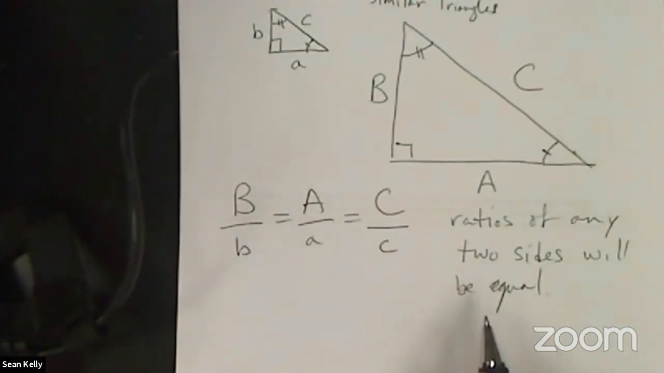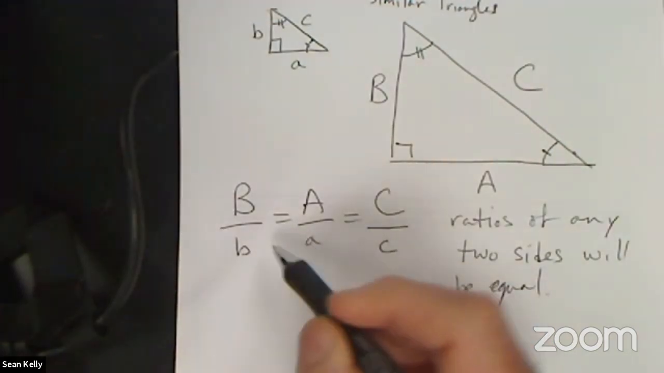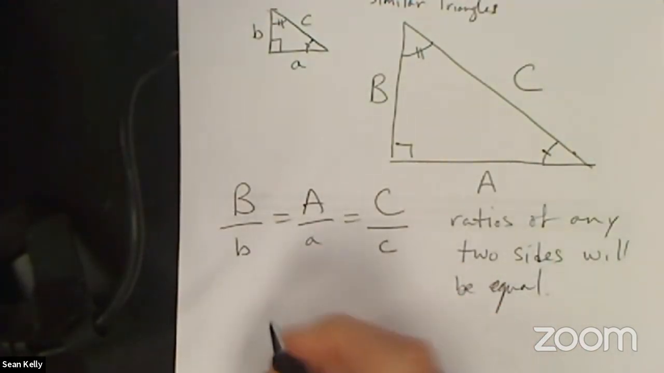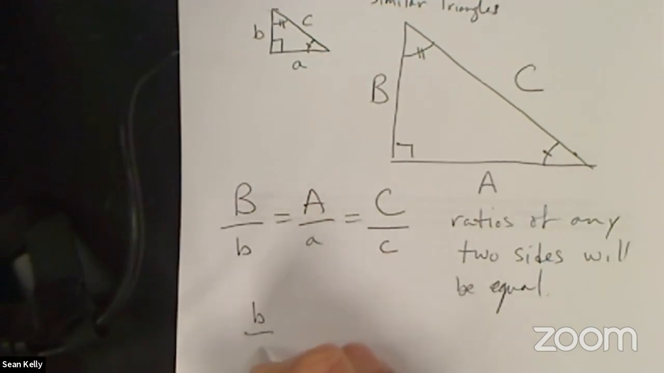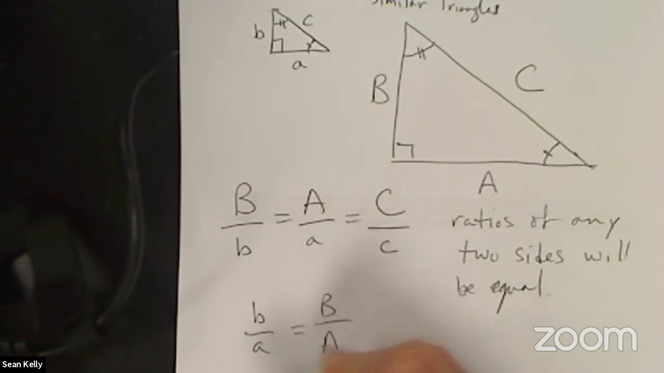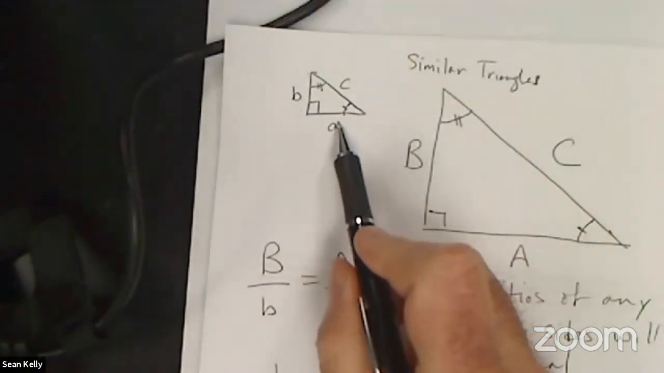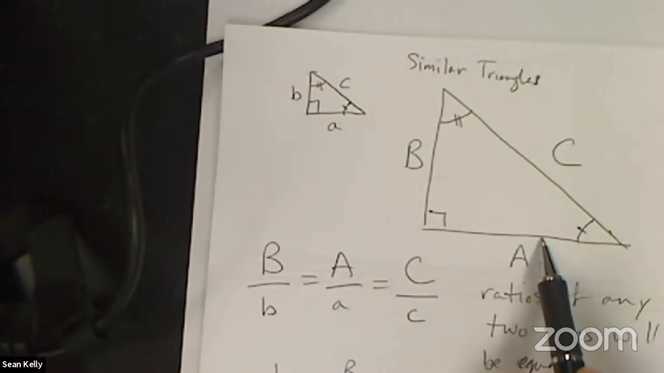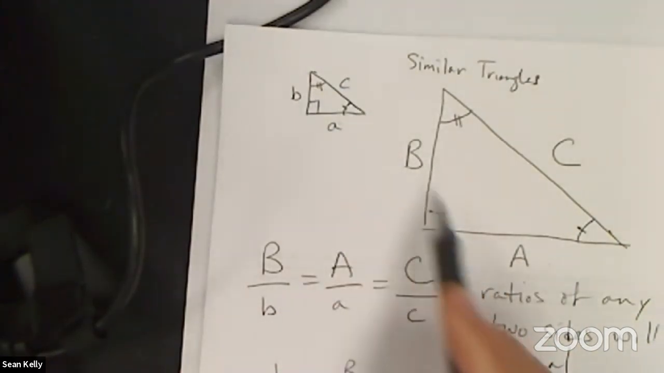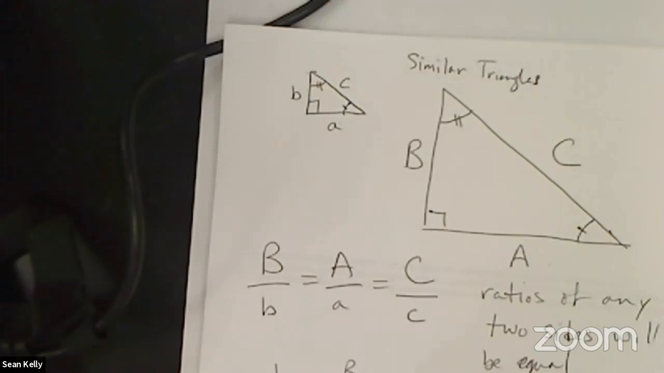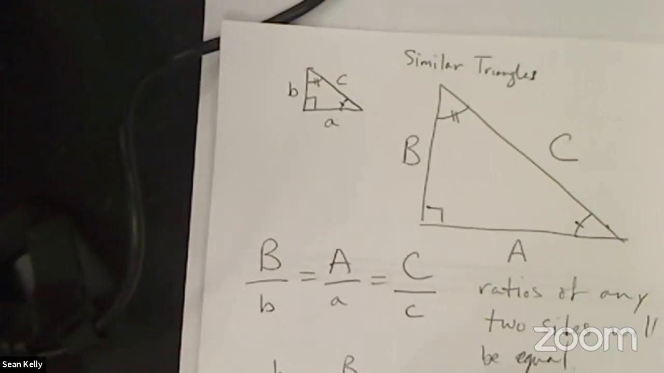And it turns out you don't have to mix them up like this. If I said, what about little b over little a? What would that be equal to? And the answer is big B over big A, right? Any combination that you want, it's always going to work out like this. That's kind of neat, right? It's a beautiful property. So if you can make a little triangle to represent a big triangle, and you can measure the little triangle, you can figure out what happened with the big triangle. Kind of a neat little trick, okay?